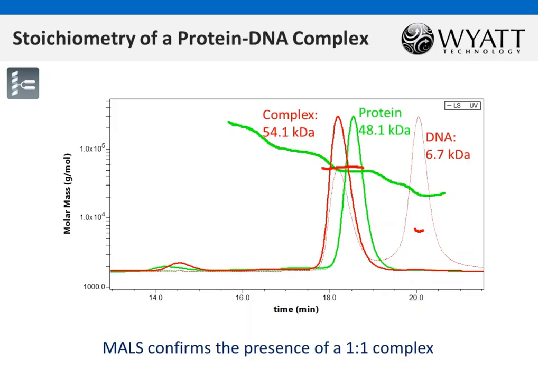SEC-MALS may be used to determine stoichiometry of complexes, such as binding the helicase protein with a small DNA molecule. The chromatogram in red shows the results of the complexation, while the chromatogram in green shows the original protein molecular weight distribution. Light scattering determines a molar mass of approximately 54 kilodalton, which confirms a one-to-one stoichiometry of the protein DNA complex. Also visible is a small residual fraction of unbound DNA.